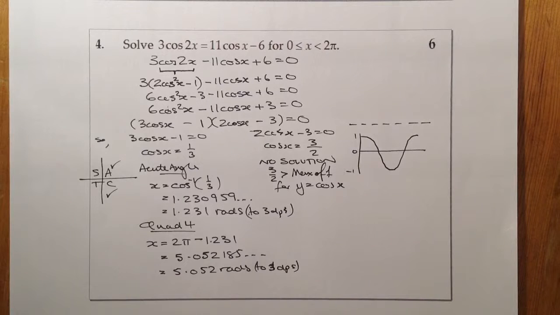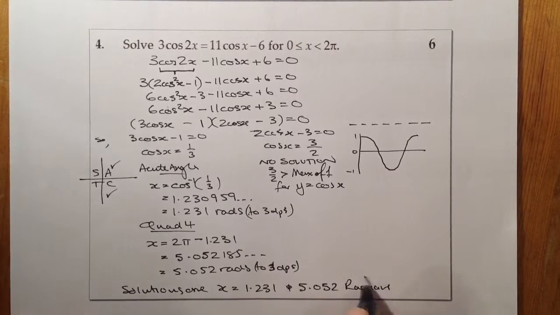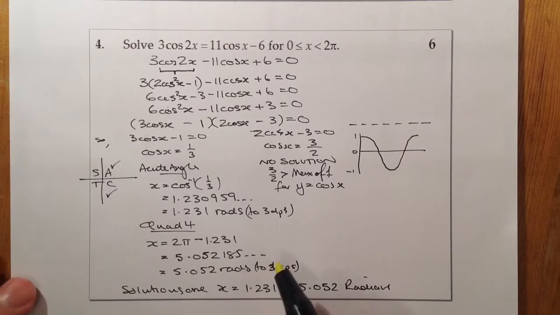Okay, just finally from here, I'll state the solutions. So solutions are x is equal to 1.231 and 5.052 radians. Okay, let's have a look at the marking for this question.